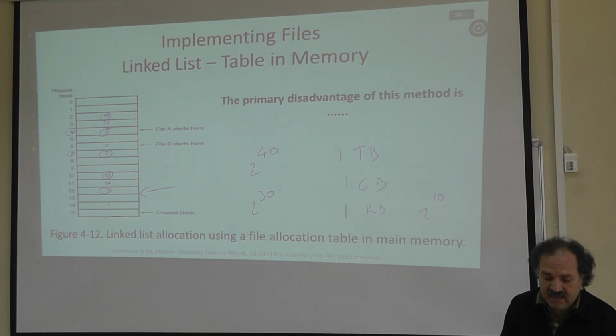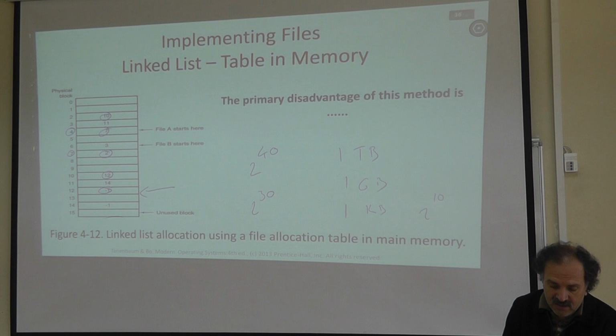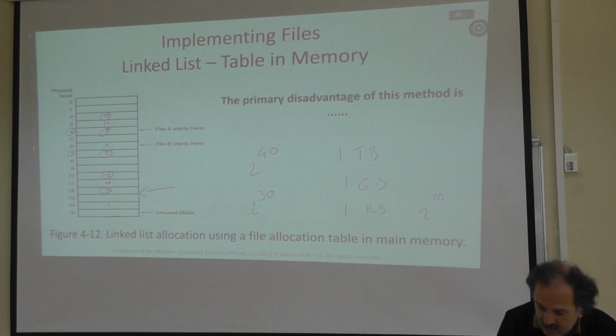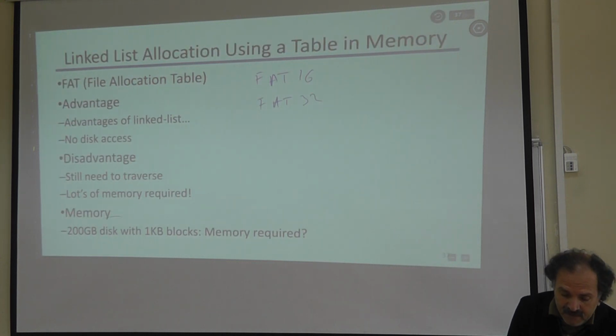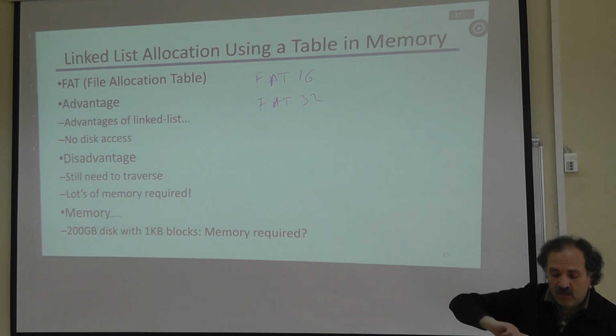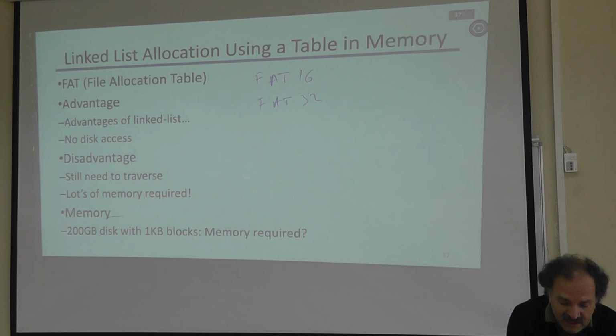They have no external fragmentation problem. They have no random access problem, as we described before, but they have this large memory requirement for the table problem. Okay, so let's look at this file allocation table. Advantage of linked list, no access. The disadvantages: still need to traverse. Still, I need to move my head from one position to another position if I am doing the sequential access, and I need lots of memory for this table, file allocation table.